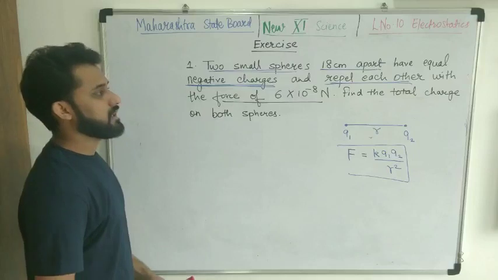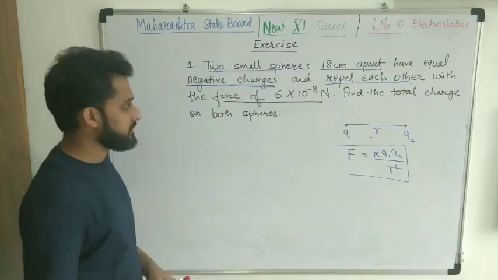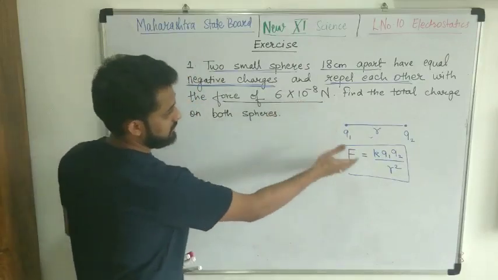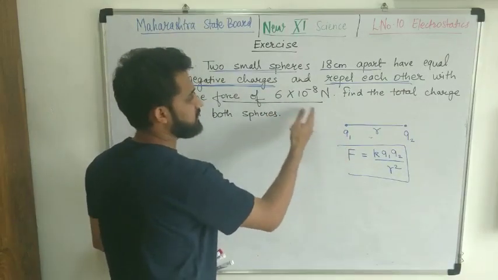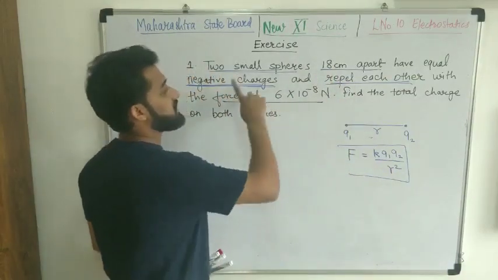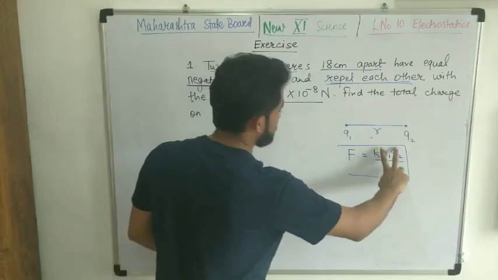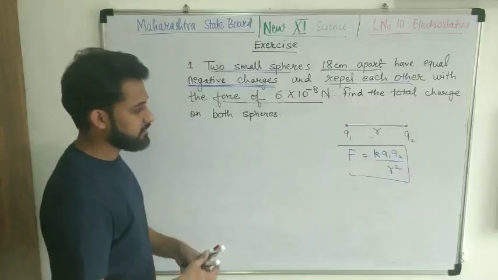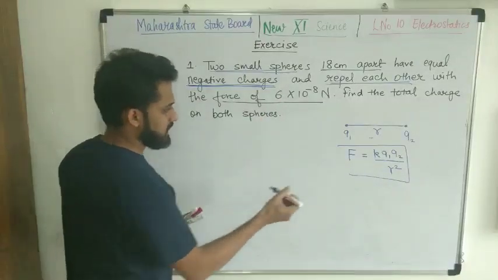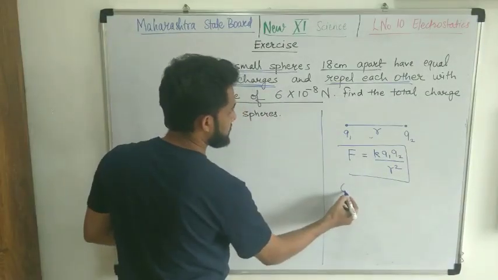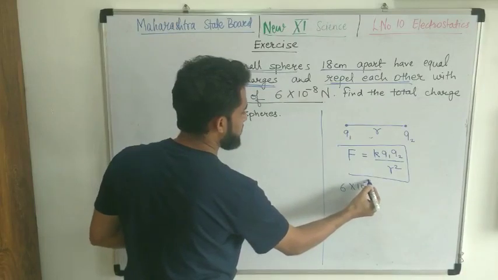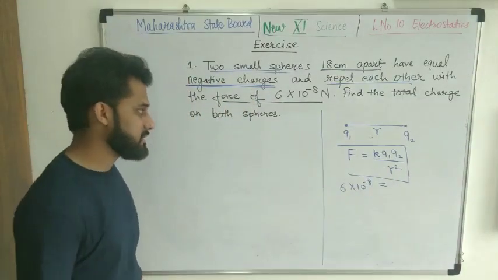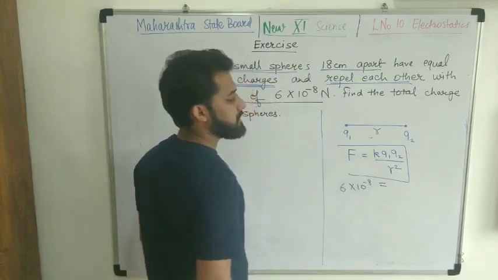So if we look at what is the given data, you will find the force is given. I will just tell what is given. The force is given, the distance is given, whereas charges are not given, and we are expected to find both the charges. So if I substitute the values now, force is 6 times 10 to the power minus 8 Newton. Everything we will substitute in SI units. K, the constant of proportionality.